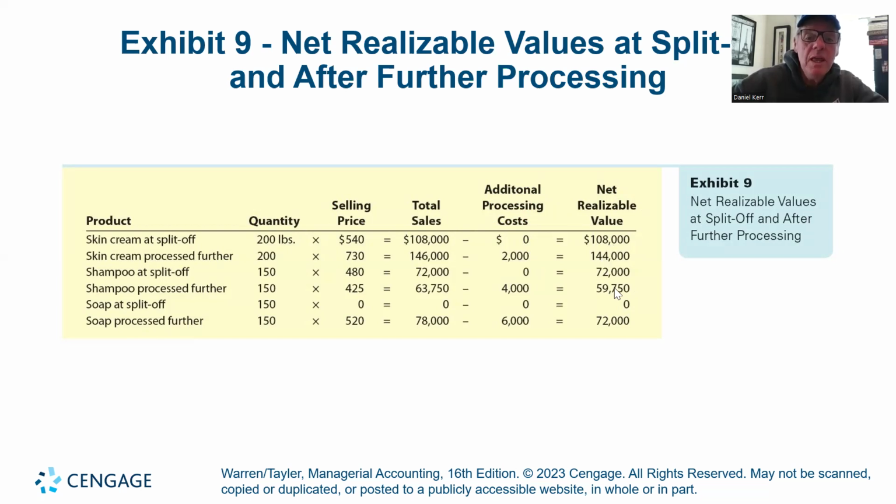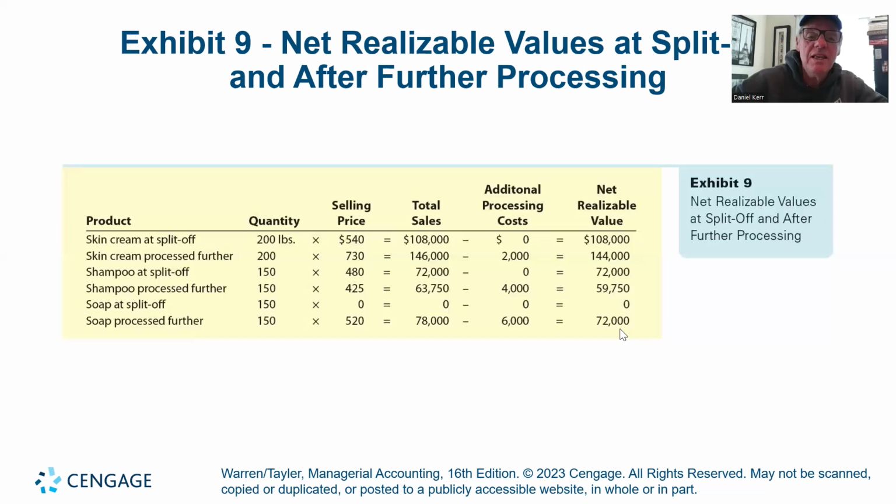And with shampoo, notice we could sell it for 72,000 at split off, or if we process it further, we could sell it for 59,750. So it doesn't make any sense to process it further. Why would you want to process it further when processing it further gives you a net realizable value lower than what you'd get if you sold it at split off? And then the soap, soap at split off really has no value, so you've got to process it further. So the soap, if processed further, ends up with a net realizable value of 72,000.